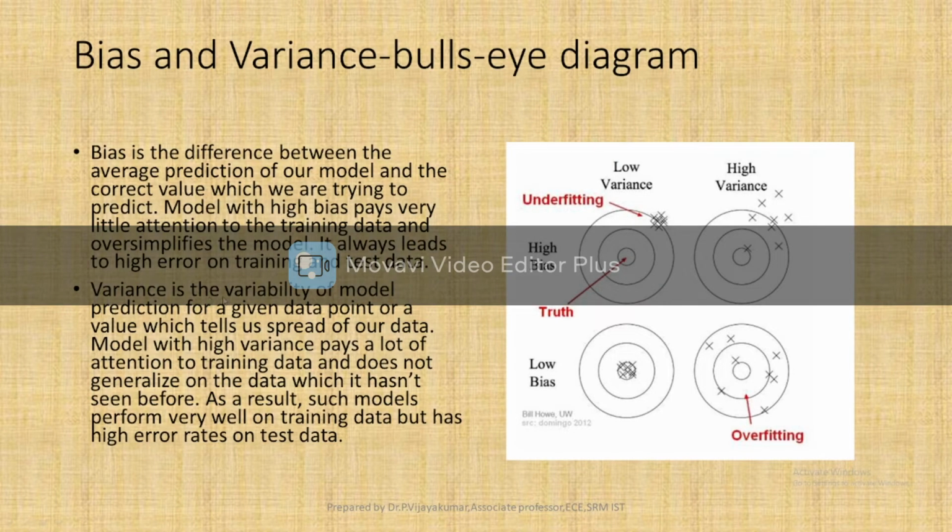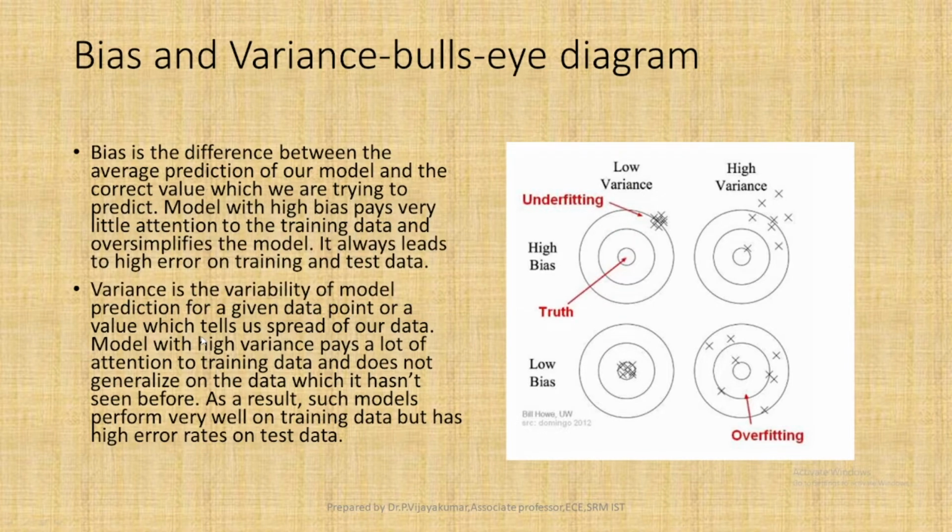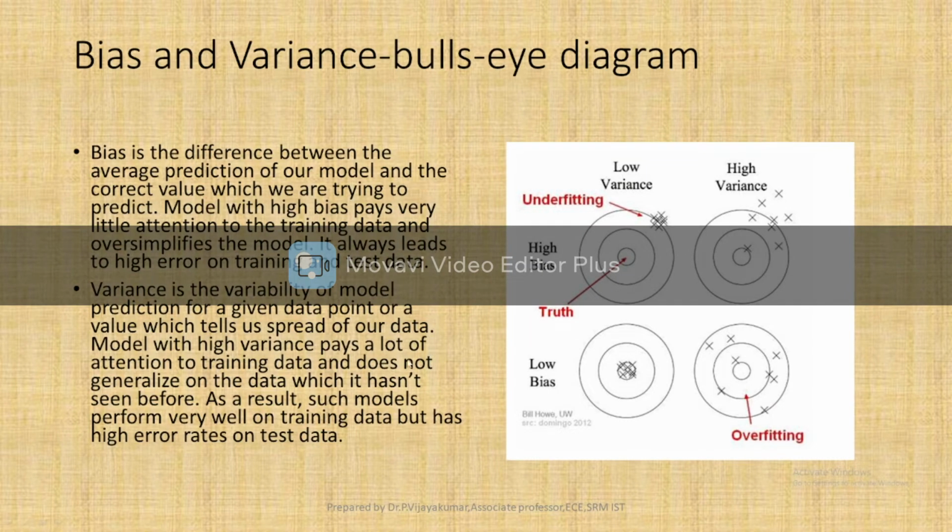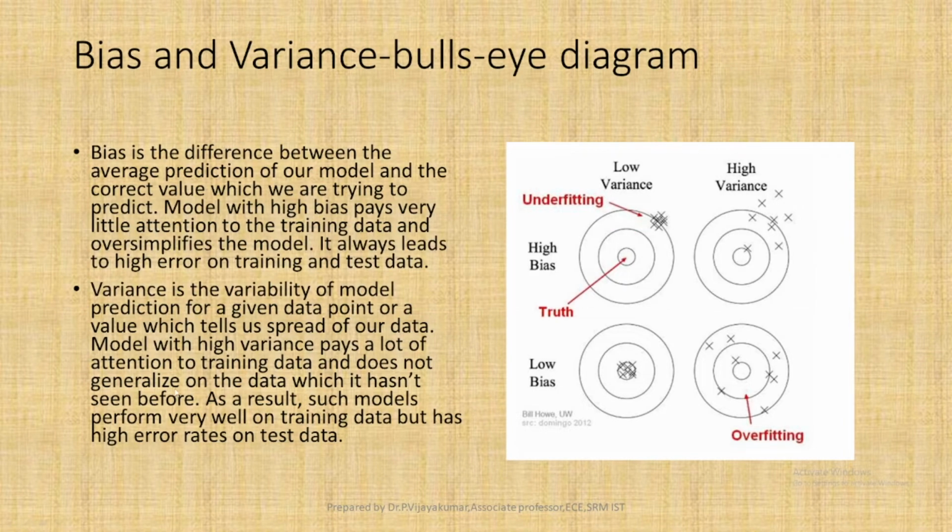Variance is the variability of model prediction for a given data point, or a value which tells us the spread of our data. How the data are spread out, that is what the variance gives. A model with high variance pays a lot of attention to the training data while training, and does not generalize to data which it has not seen before.